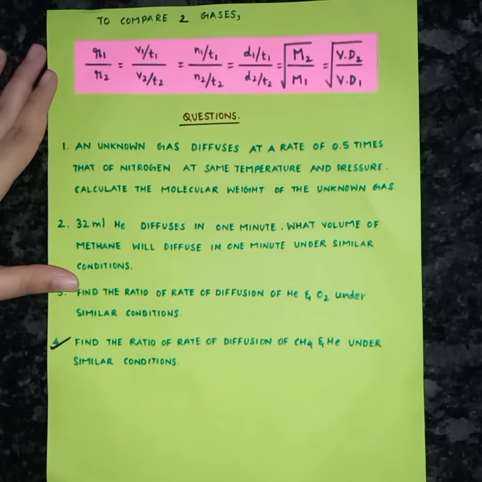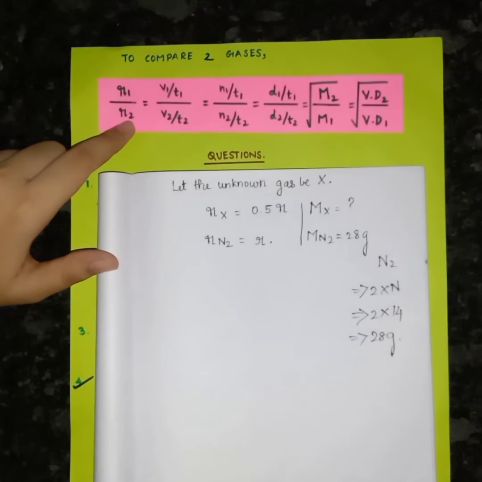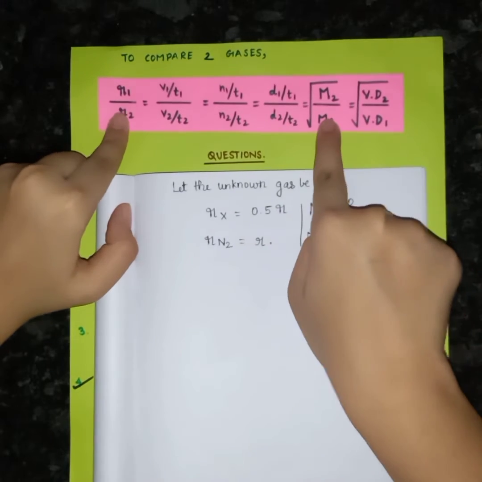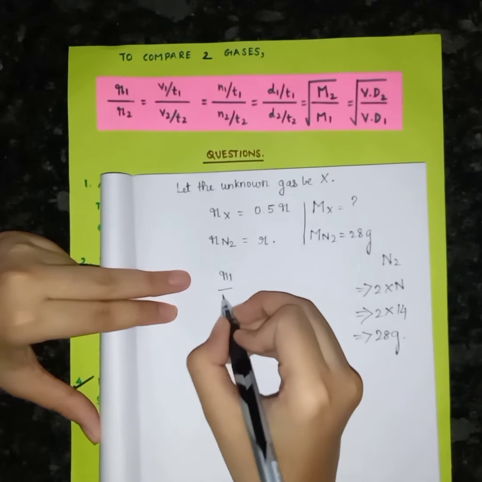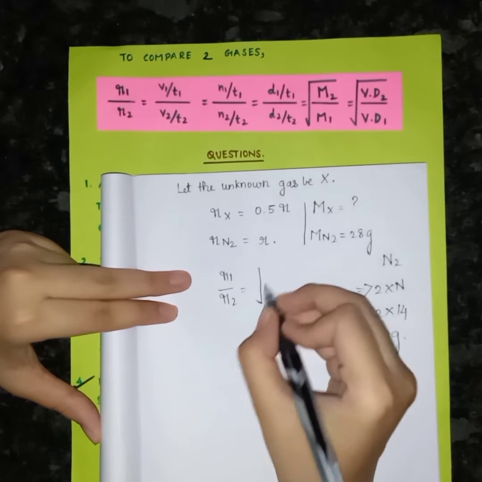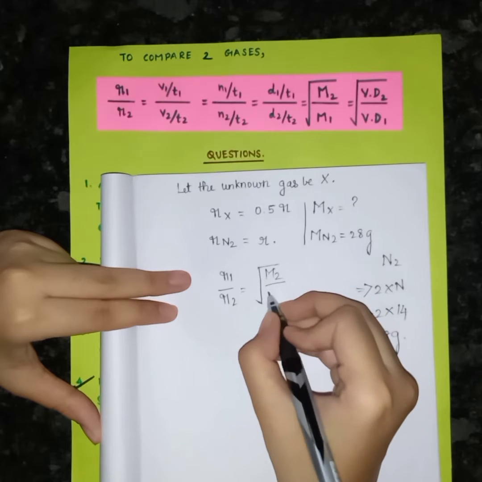Question number 1. An unknown gas diffuses at a rate of 0.5 times that of nitrogen at same temperature and pressure. Calculate the molecular weight of the unknown gas. In the question, rate of diffusion is given and molecular weight of one gas is given, and they are asking us to find the molecular weight of the second gas. So, this term and this term is given. So, we are using this formula. What formula? R1 by R2 is equal to root M2 divided by M1.